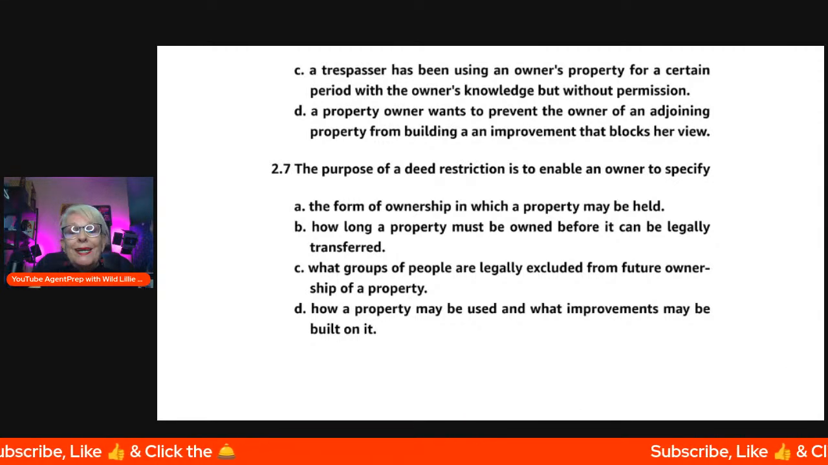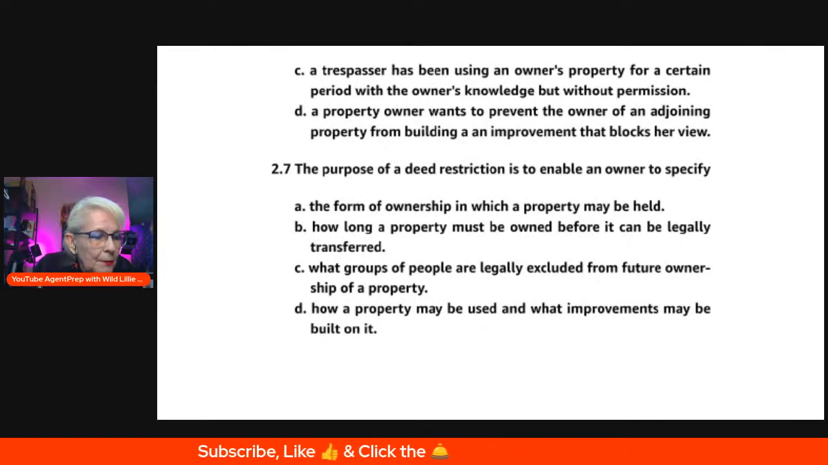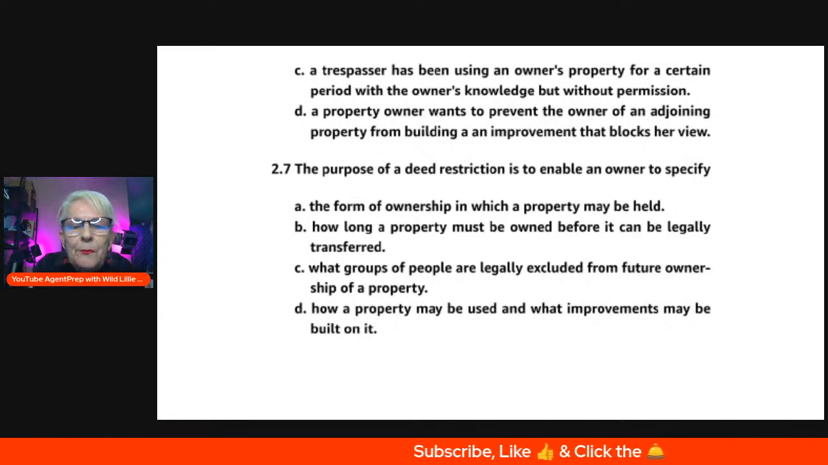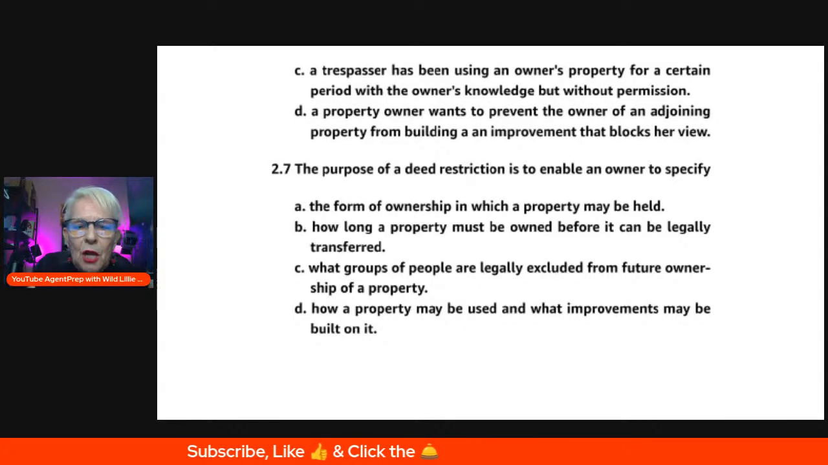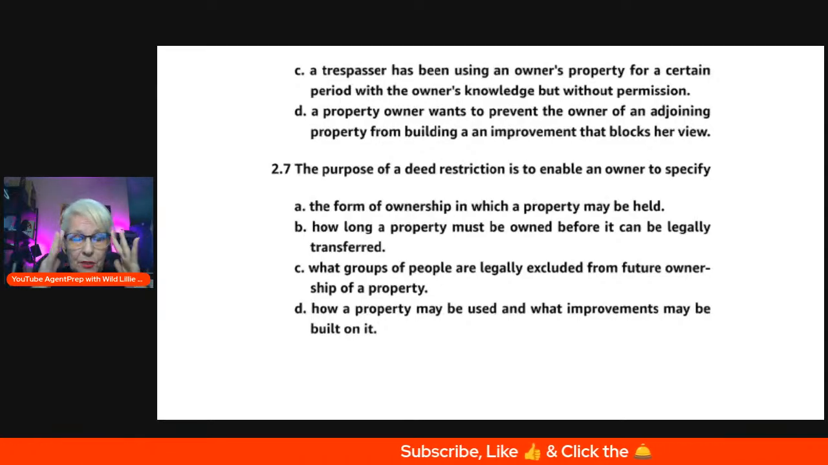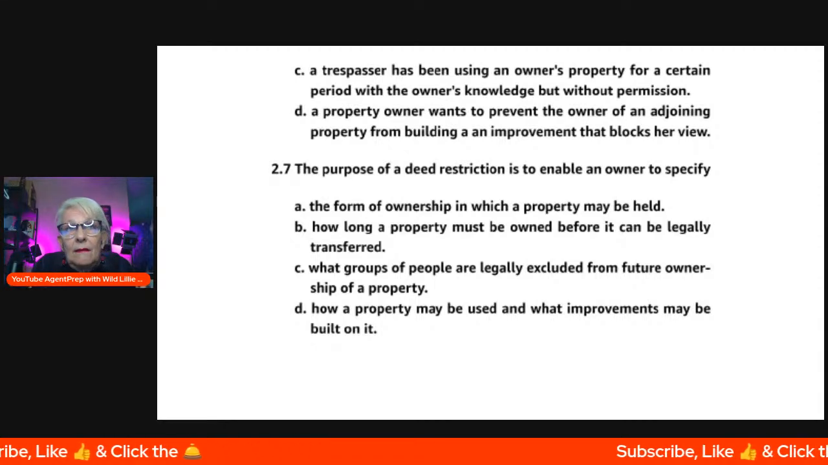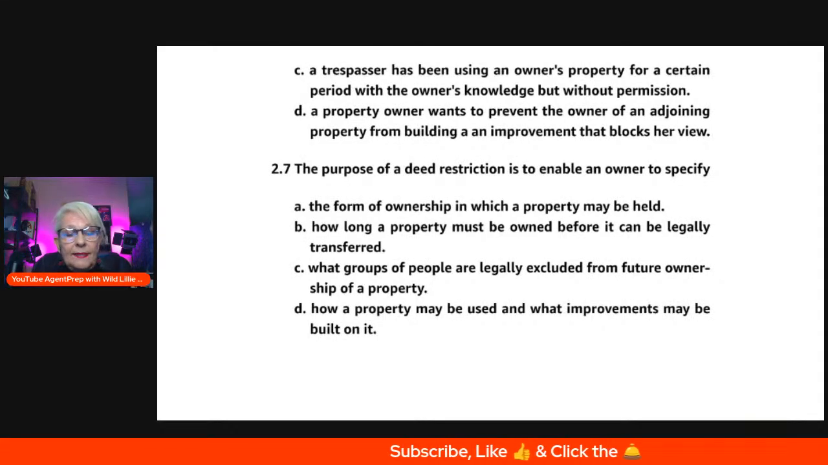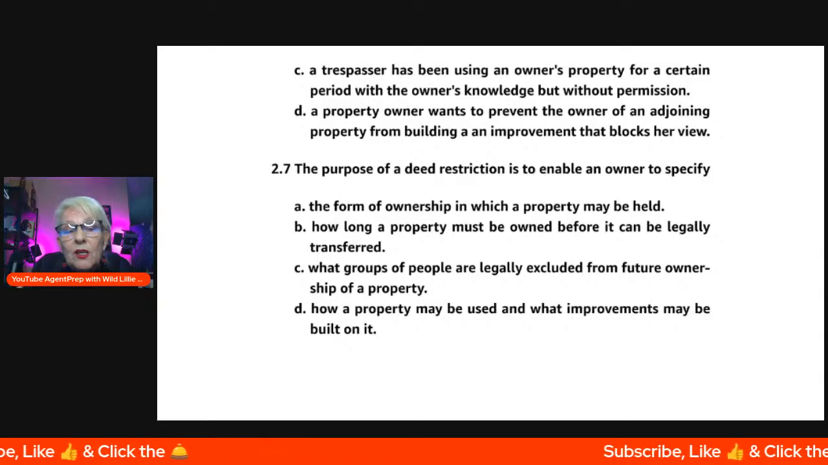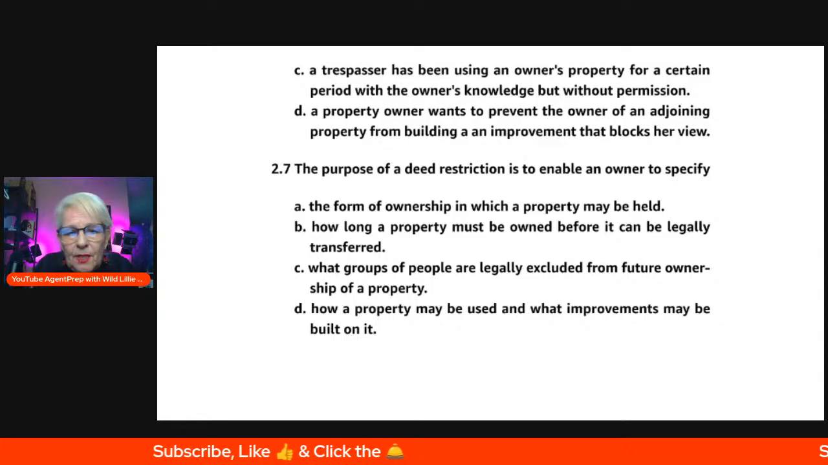Builders use this when they're doing a development. So new subdivisions will have something like this. The answer here is D, how a property may be used and what improvements may be built on it. So a deed restriction is limitations that a builder or developer puts in their subdivision. Let's say they want all 5,000 square foot homes, and that has 2 stories, brick outside, sidewalk, 2-car garage, okay, and driveway. So they want all the homes to look like that, minimum that size or larger. That is a deed restriction.